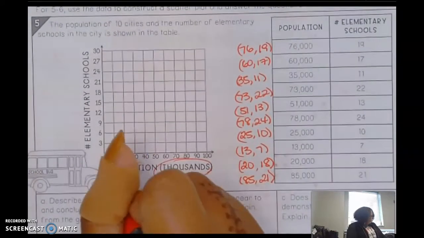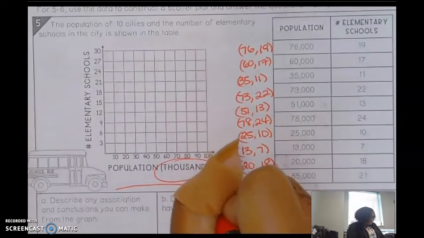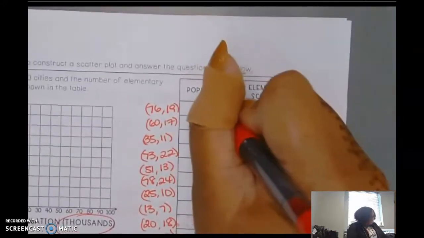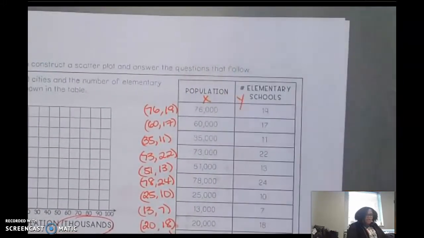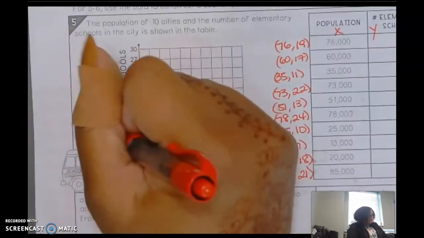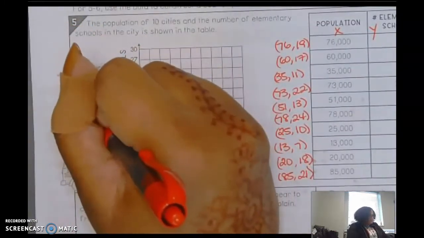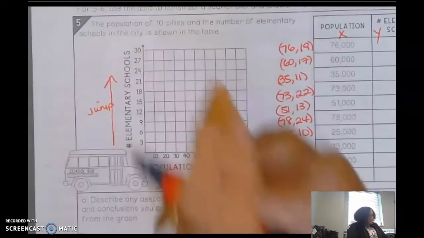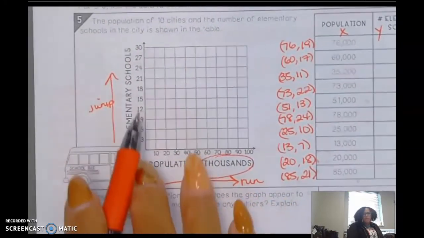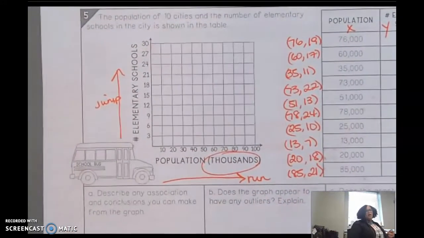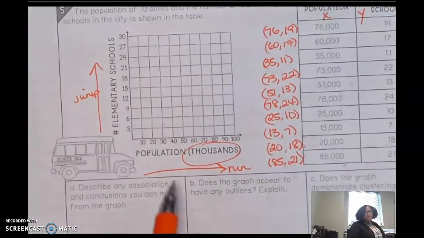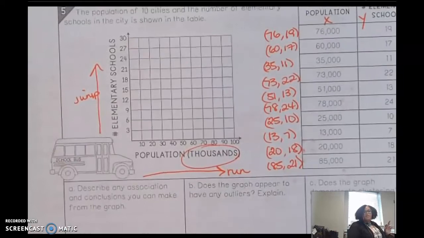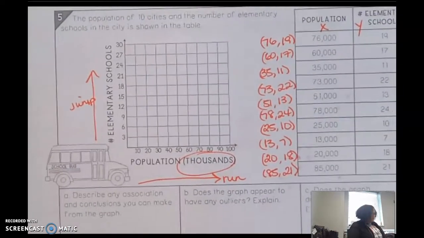We run and jump. Remember, going left and right, these are our X values. Run for X, jump for Y. So go up and down, jump. Some of my other students said we crawl, then we walk. I'll take that. And some others said we walk and then we fly. I'll take that. Whatever you remember to help plot your points works for me.